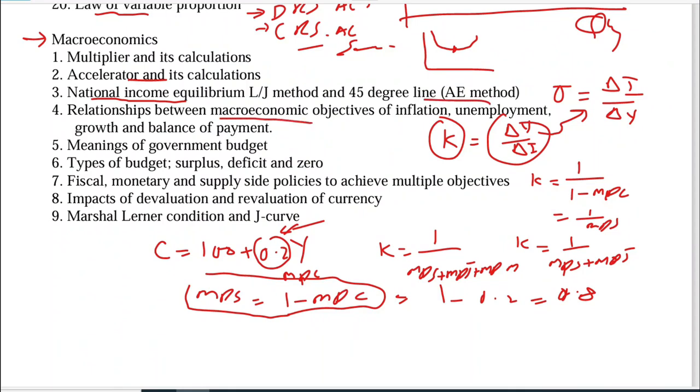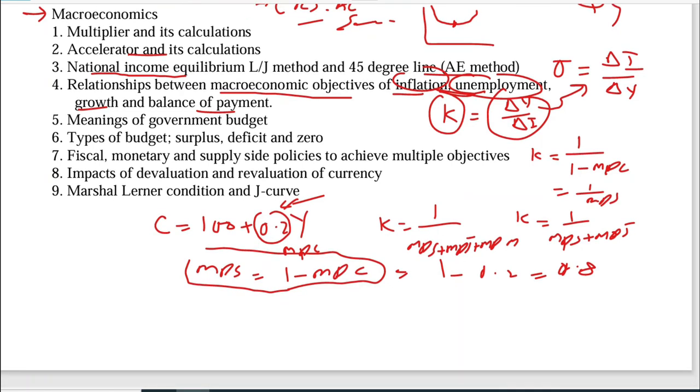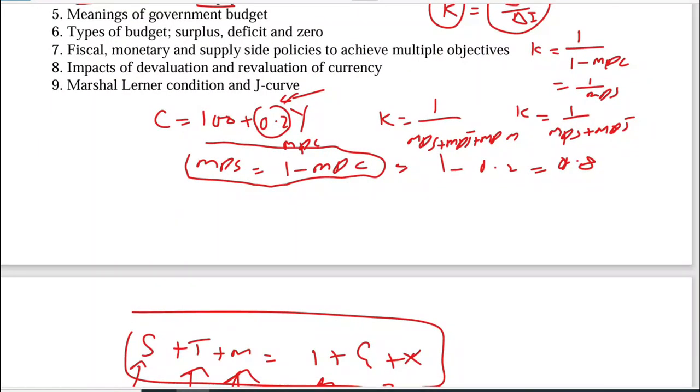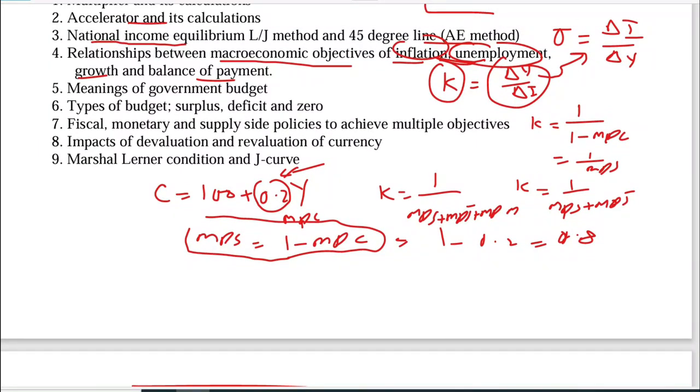And you must know the relationship between different objectives when inflation increases or unemployment increases. What happens to inflation, economic growth, and balance of payments? You must know them as well. Unemployment and inflation are negatively related in the short run, because whenever unemployment increases, inflation will fall. High unemployment means people have less income and they can consume less, so aggregate demand falls, and when aggregate demand falls, it leads to a fall in inflation, and when unemployment falls, the inflation rate will rise.